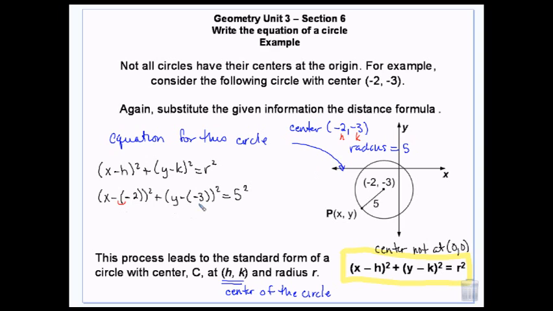Minus negatives are positives. So I get x plus 2, y plus 3, and 5 squared is 25. So that's the equation. Oops, I forgot my squared. That's the equation for this circle.